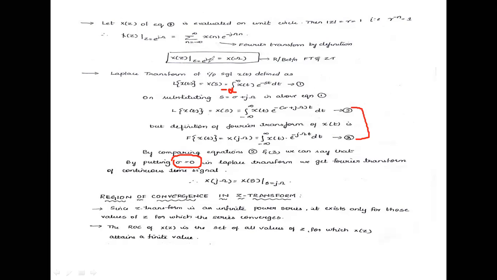And when z is equal to e to the power j omega, it is equal to the Fourier transformation. The Z transform is related to the Fourier transformation, and the Laplace transformation is related to the Fourier transformation. By replacing z with e to the power j omega, it is converted to the Fourier transform. And in the Laplace transformation, substituting s equal to j omega, the Laplace transform is converted into the Fourier transformation.